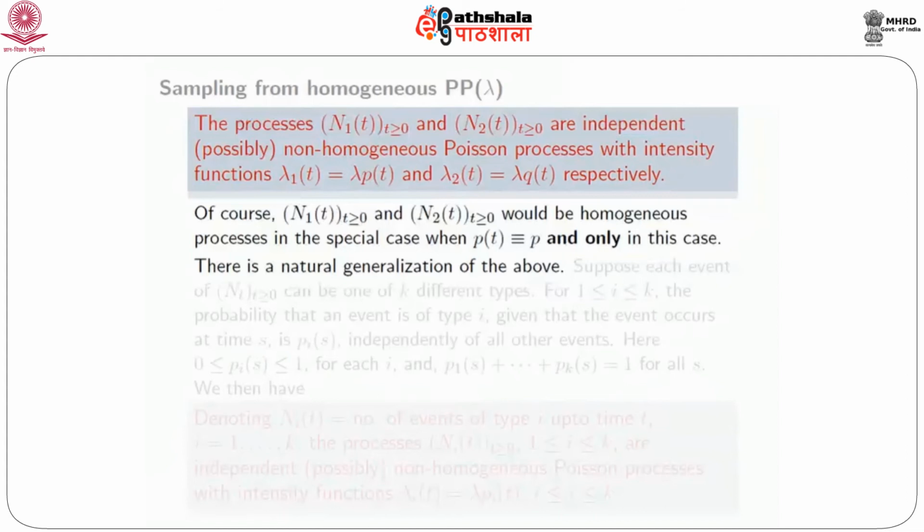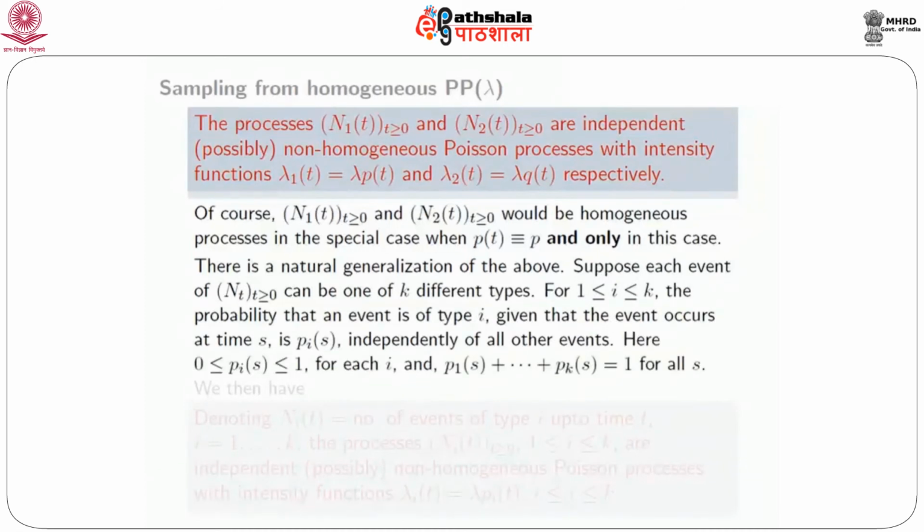Now, there is a natural generalization of the above. Suppose each event, rather than just being recorded or non-recorded, suppose each event of a Poisson process with intensity lambda(t) can be one of k different types. For 1 less than or equal to i less than or equal to k, suppose the probability that an event is of type i, given that the event occurs at time s, is p_i(s), independently of all other events. Here, for every s, the number p_i(s) lies between 0 and 1, and the sum of p_1(s) up to p_k(s) is 1 for all s.